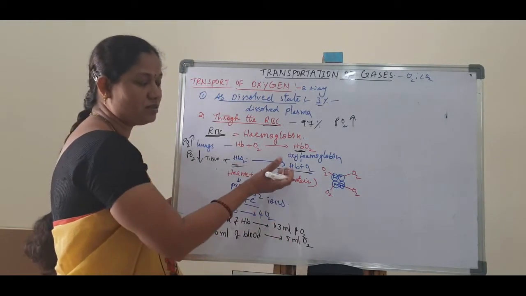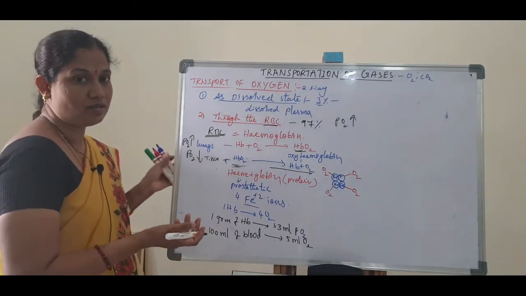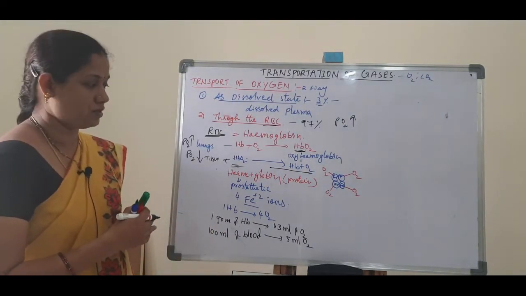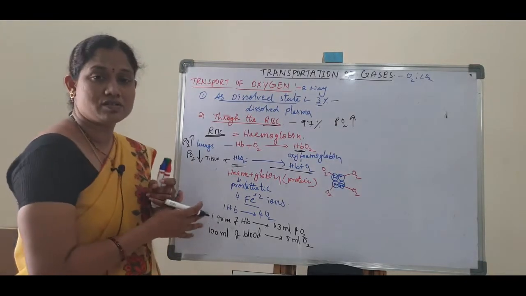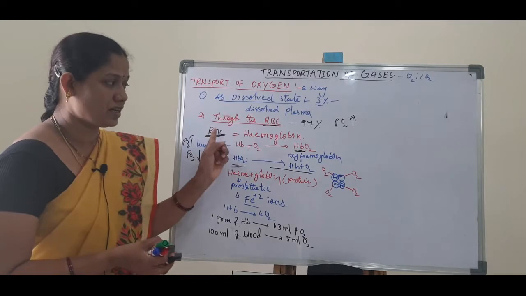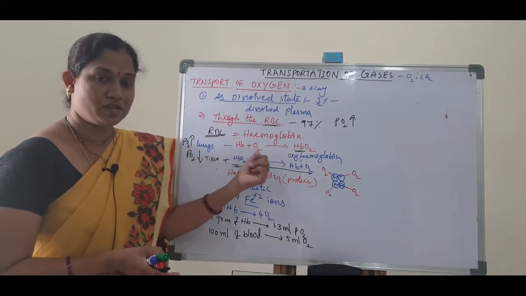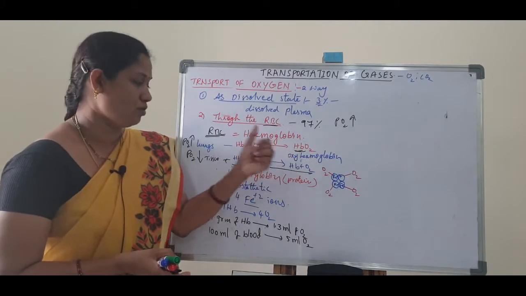So as a result, that oxygen is utilized for the cells' activity purpose. Okay, so this is about hemoglobin. RBC contains a respiratory pigment that is called hemoglobin. Hemoglobin binds with oxygen to form oxyhemoglobin.